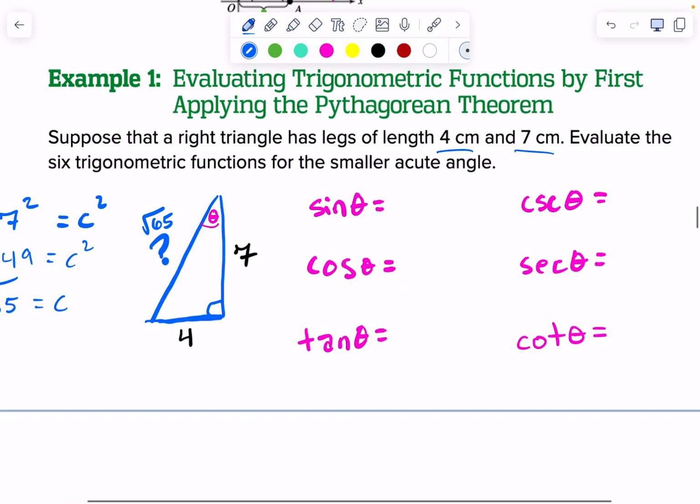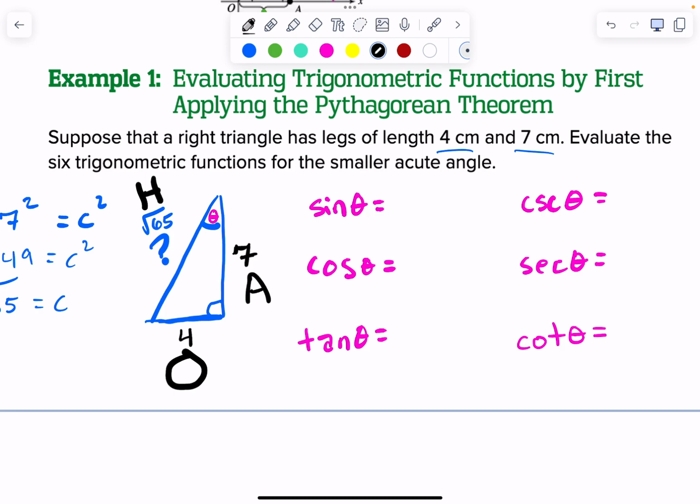Okay, we're going to rationalize like we did the other day. My angle theta is this top guy right here. Let's label opposite, hypotenuse, adjacent. Which side is opposite? 4. I'm going to label him with an O. Which one's the hypotenuse? The square root of 65. I went out of order. Adjacent is 7.